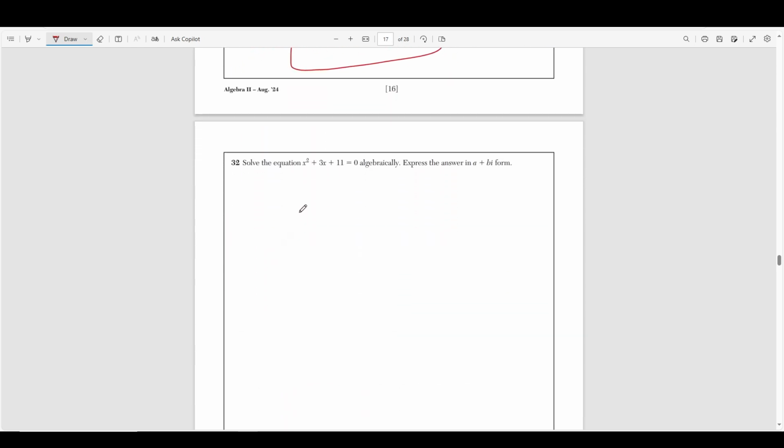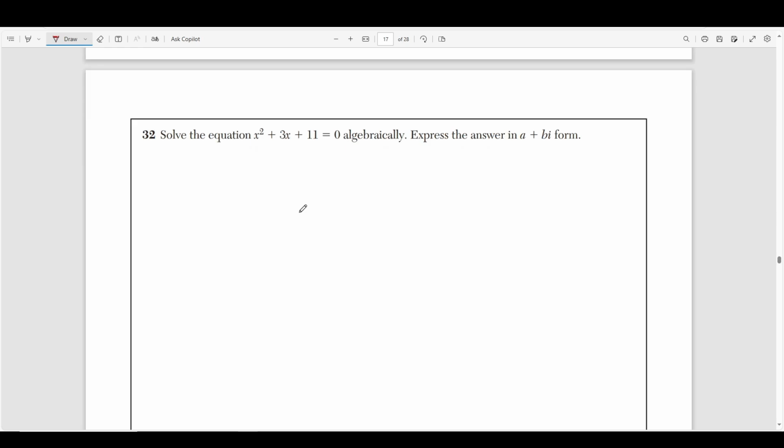Number 32 says, solve the equation x squared plus 3x plus 11 is equal to 0 and express the answer in a plus bi form, okay? So whenever you see a plus bi form, think quadratic equation, right? Whenever you're asked to solve an equation, you're asking to solve for these zeros. And the way that we usually do that is by using the quadratic formula, okay? This a plus bi is a dead giveaway that we're going to be using the quadratic equation, which is negative b plus minus radical b squared minus 4ac over 2a, okay?